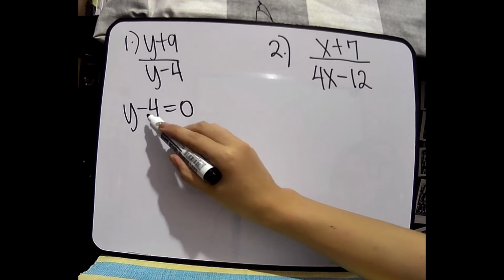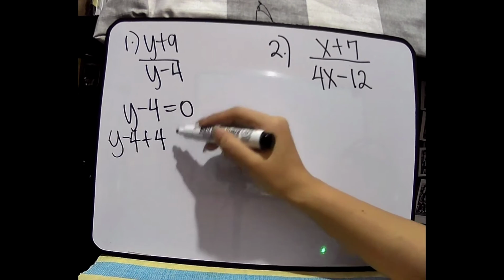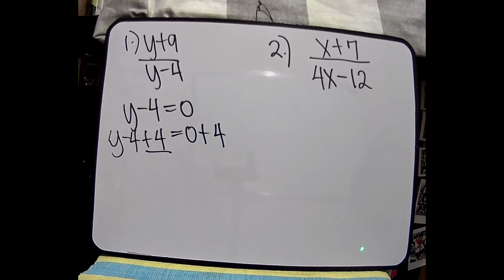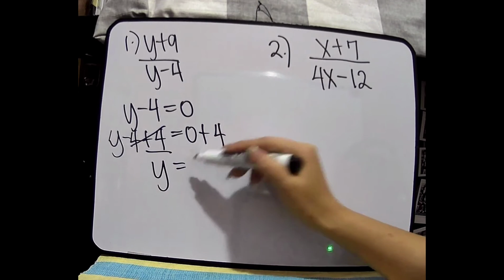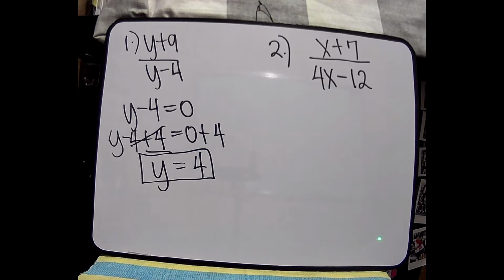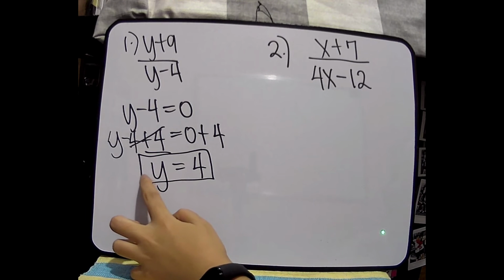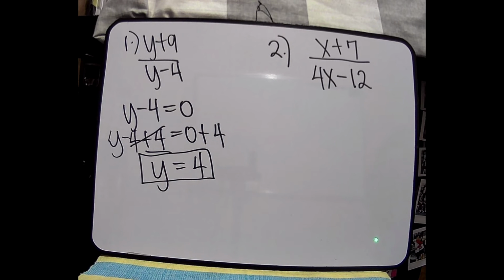So, para mawala itong si negative 4 sa side na yan, mag-a-add ako ng 4. At dahil nag-add ako ng 4 dito sa side na to, mag-a-add din ako ng 4 sa right side ko. So, negative 4 plus 4 will become 0. So, I have y is equal to 0 plus 4, which is 4. So, ito yung value ng variable. Bakit yan na yung final? Kasi wala namang kasamang number si variable. So that will be the final answer.